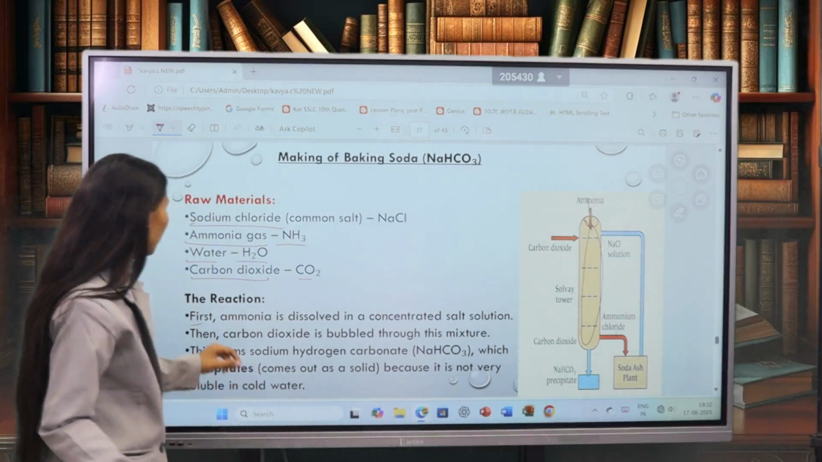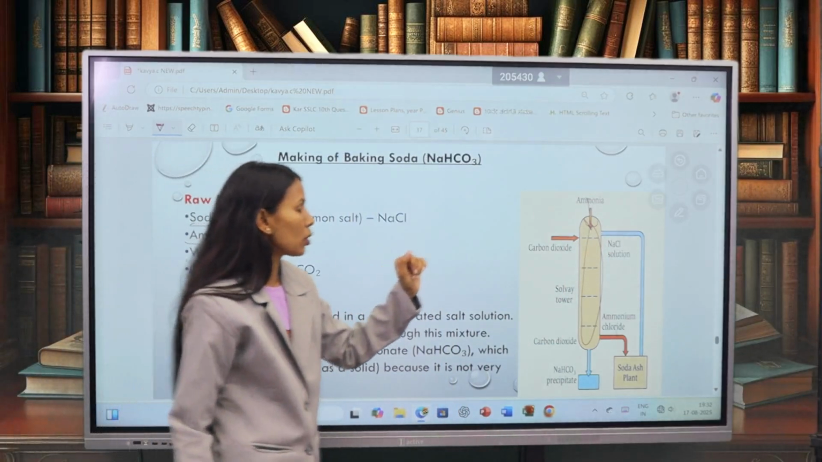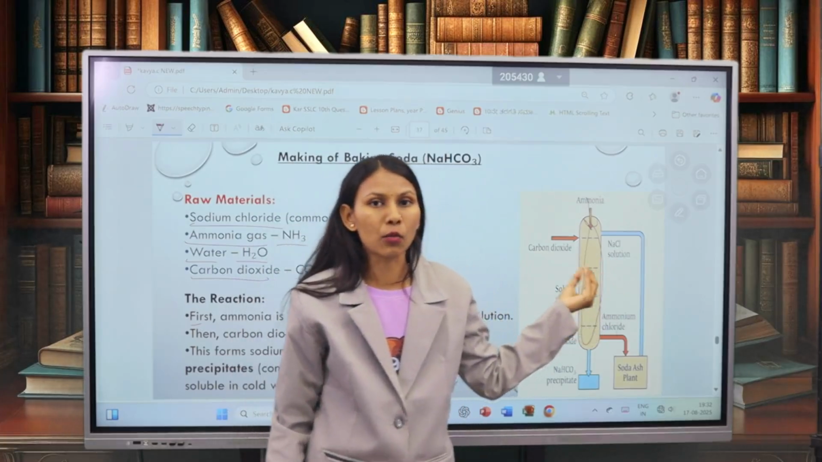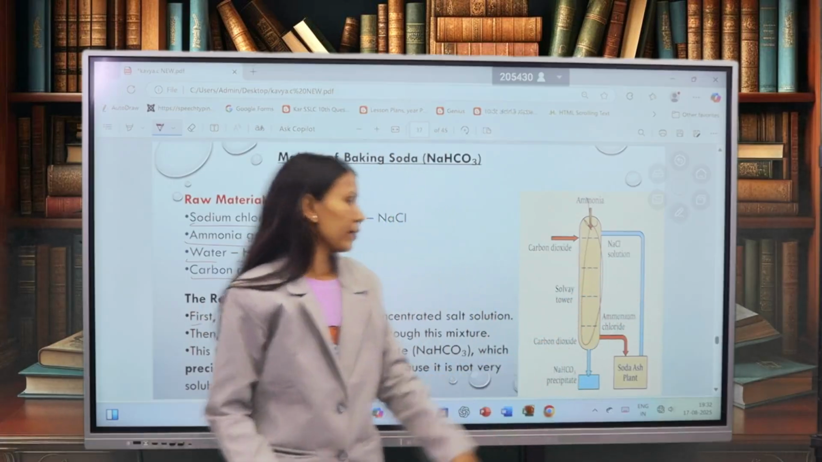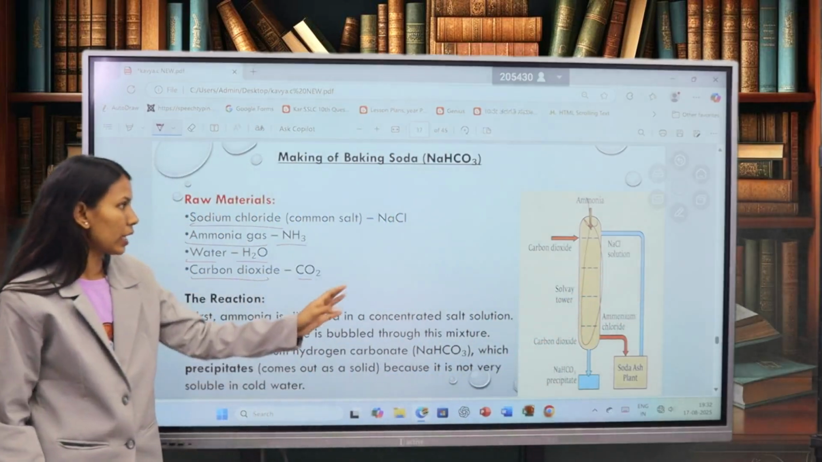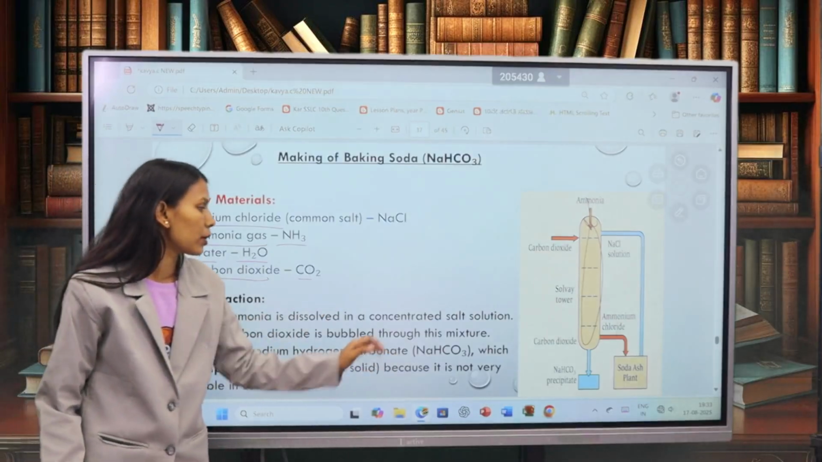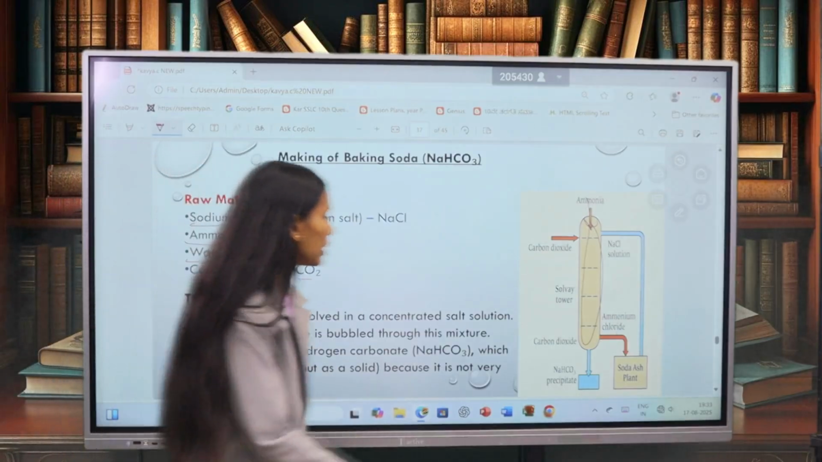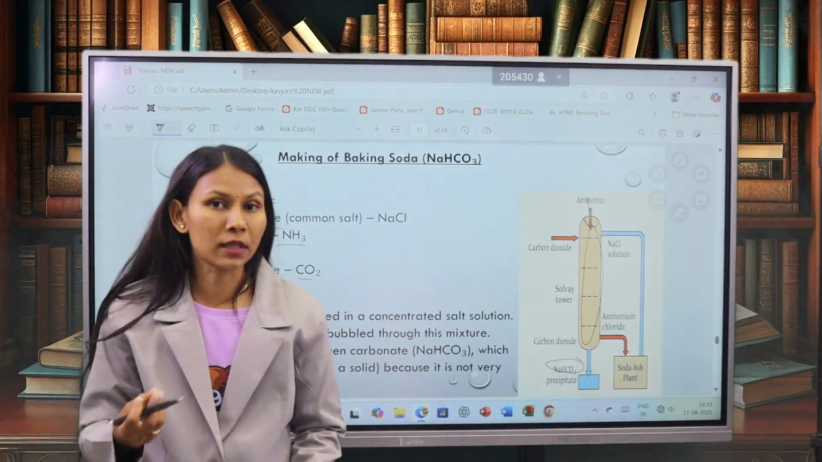Next, what are they going to do? Then carbon dioxide is bubbled through this mixture. Once NaCl and ammonia gas are combined, they pass carbon dioxide to that mixture. This forms sodium hydrogen carbonate, that is baking soda. So this is how sodium hydrogen carbonate, baking soda, is formed in the precipitated form.